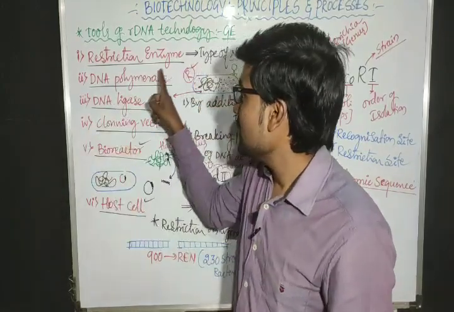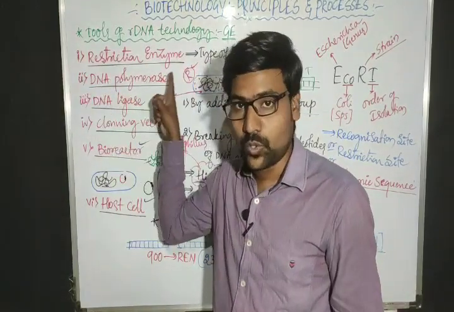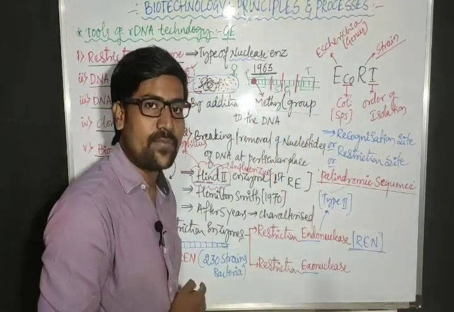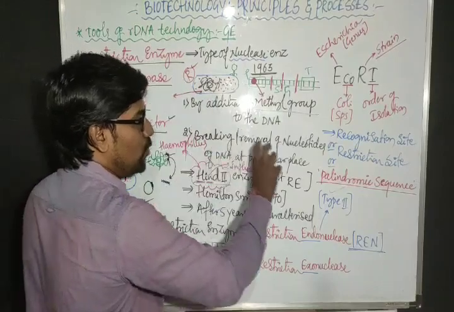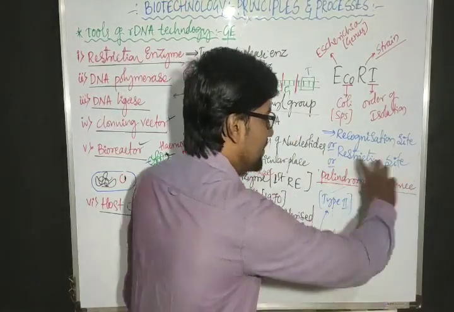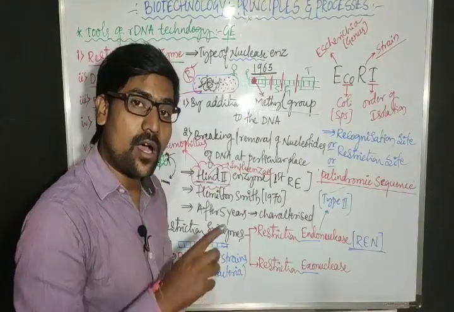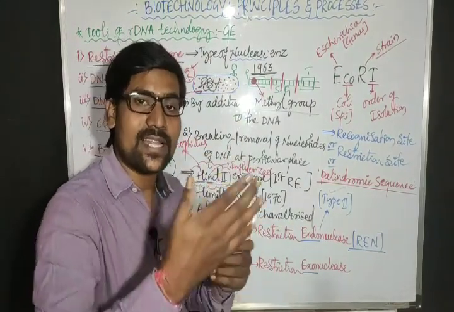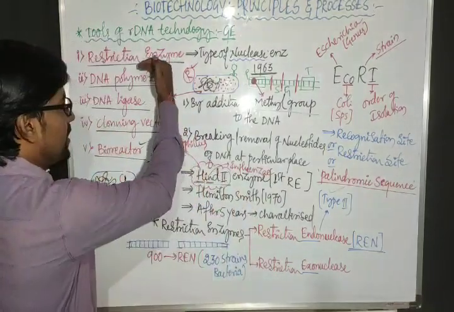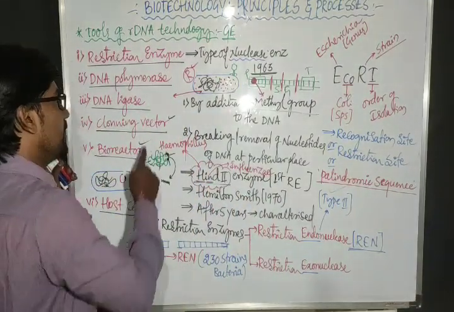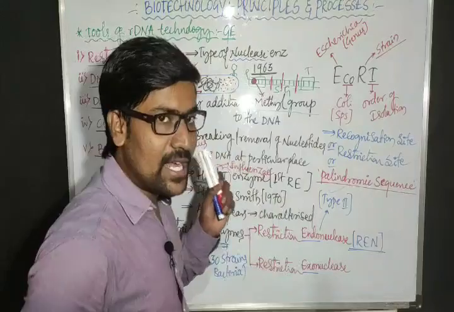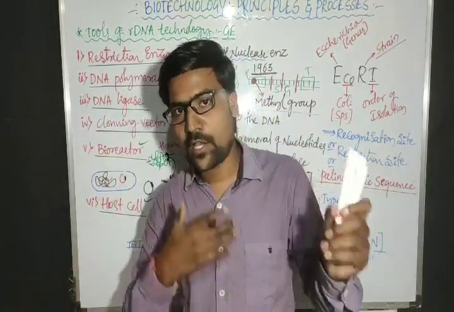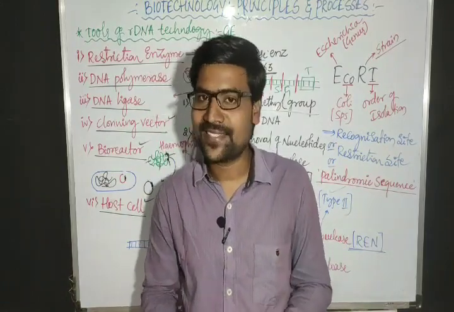And one more thing, we are in the first tool, that is restriction enzymes. Restriction enzymes cut the DNA at palindromic sequences. How those palindromic sequences are and what their speciality is, we can observe in the next class. We also have to observe the remaining tools, DNA polymerase, DNA ligase, cloning vector, bioreactor and host cells, in our later classes. Yes, thank you.